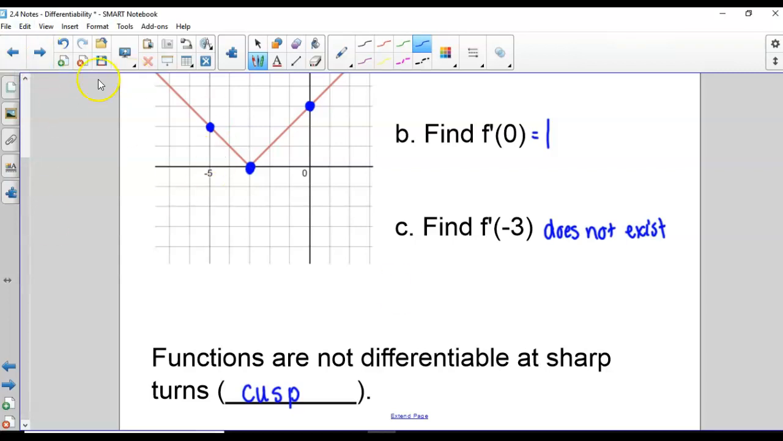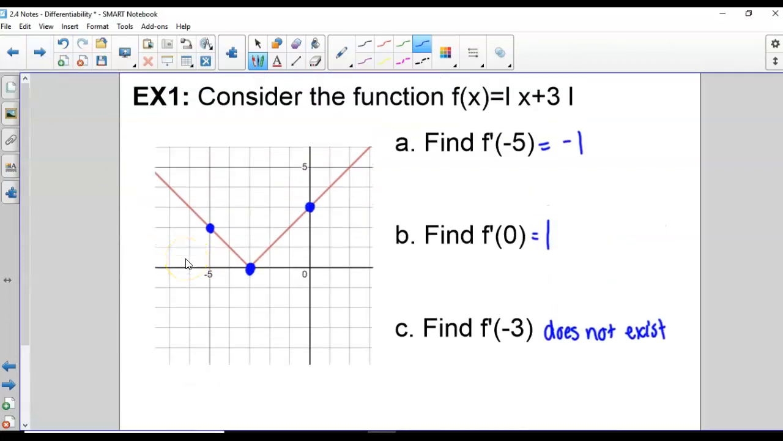Alright, questions? So if you're asked to tell differentiability from a graph, you're basically looking for two things. If it's not continuous, it's not differentiable at that point. So that'd be holes, jumps, or vertical asymptotes. And then if you have any sharp turns in the graph, it's also not differentiable at those points as well.